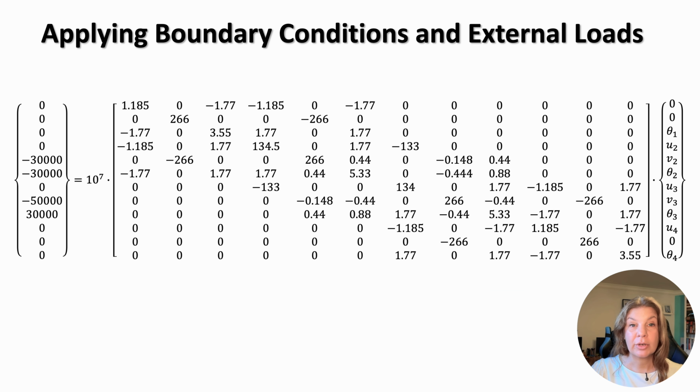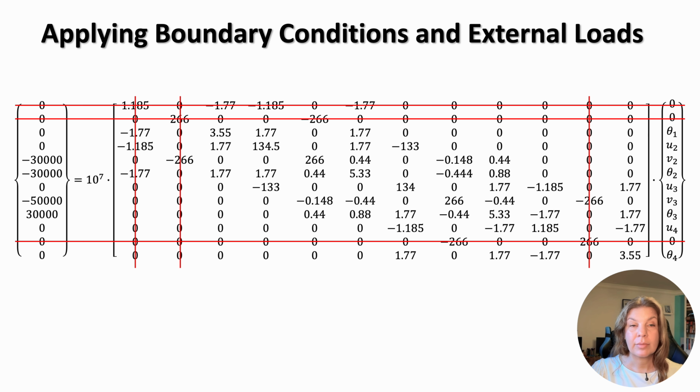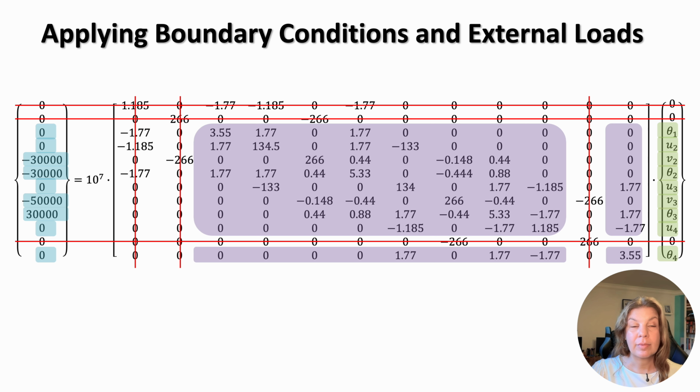We now apply the support conditions to reduce the global system. By removing the restrained degrees of freedom, the rows and columns for degrees of freedom 1, 2, and 11, we obtain 9 equations for 9 unknowns. The reduced matrix captures the essential behavior of the frame while ensuring numerical stability and correct physical constraints. The remaining submatrix KFF relates the free degrees of freedom only, and the corresponding load vector is FF. We can now solve the reduced system KFF times DF equals FF.